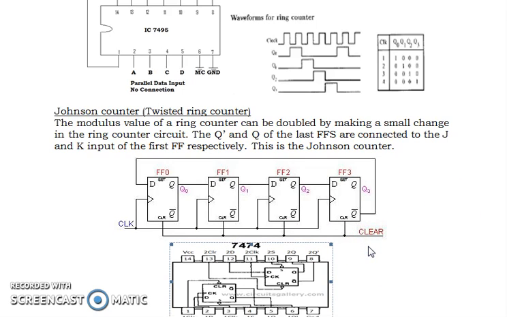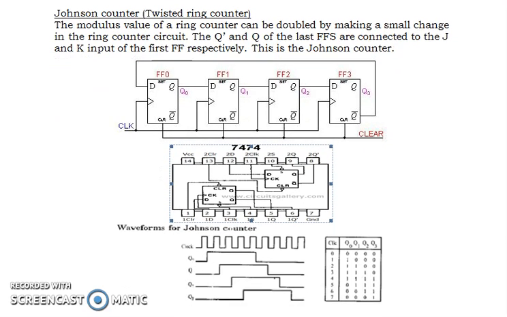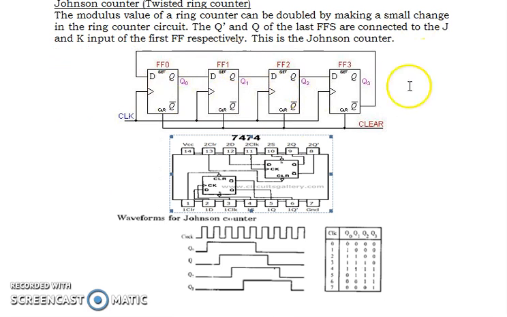So here we have to use the 7474 IC. 7474 IC is a D flip-flop IC. So this is what the connection is. The rest of the connections are similar to a serial in shift register. Now you have to give the clock pulse. Then preset and clear should be high. Both preset and clear values should be high.